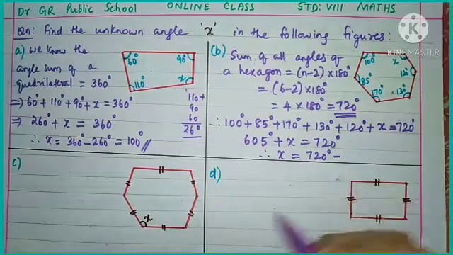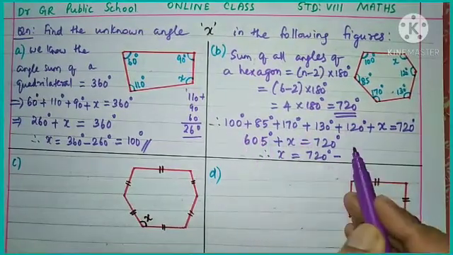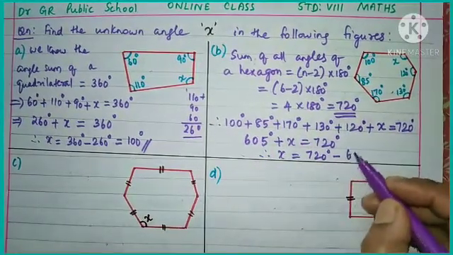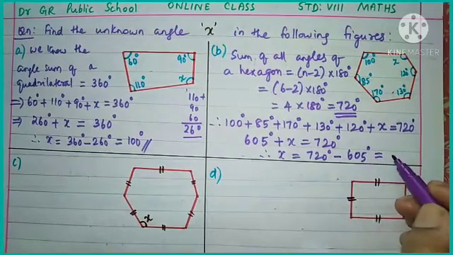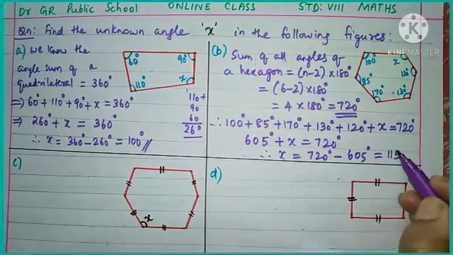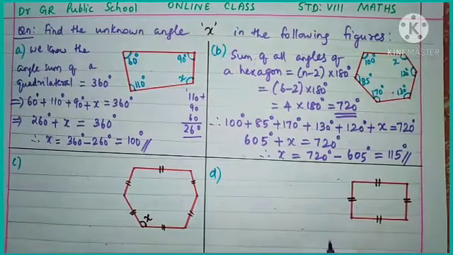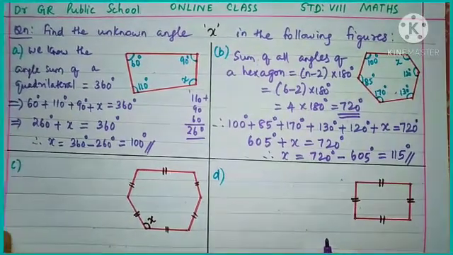720 degrees minus 605 degrees, it becomes subtraction. That is 115 degrees, which is the value of x. Okay, so that is the answer.